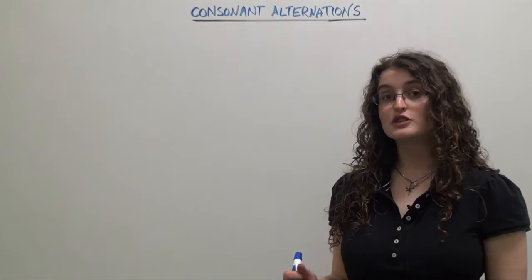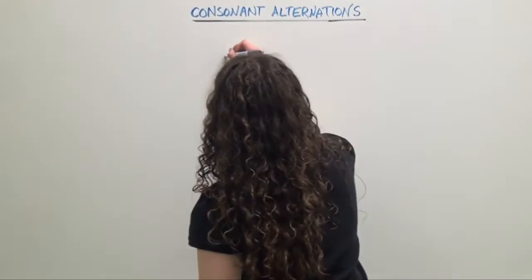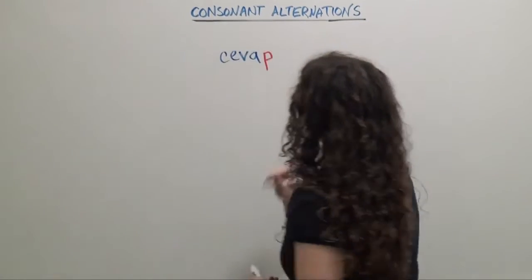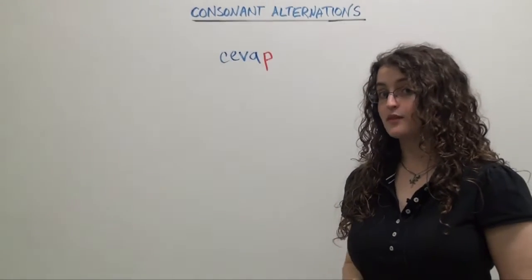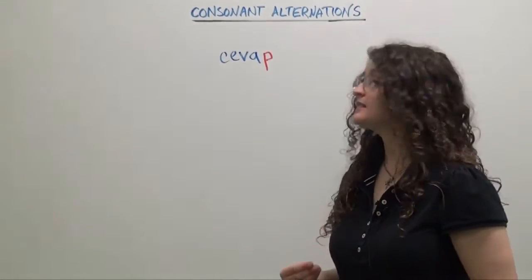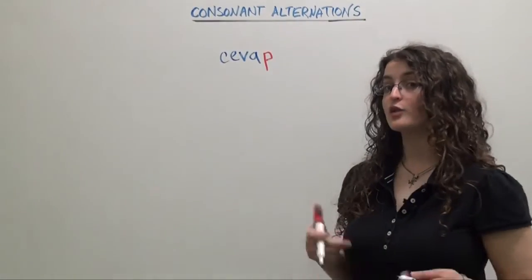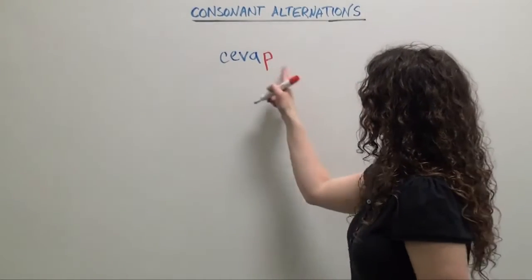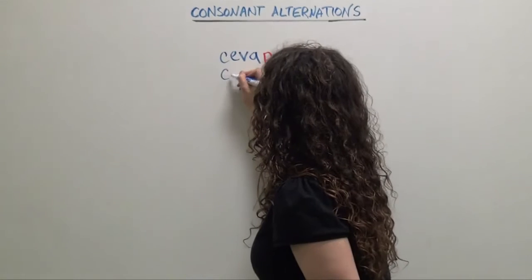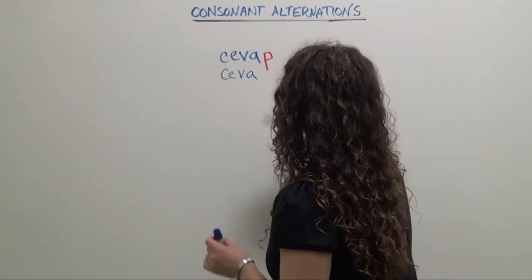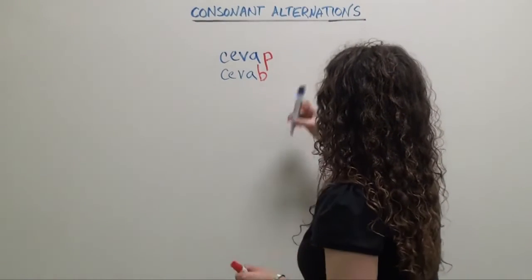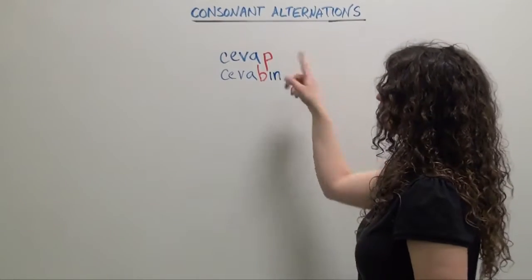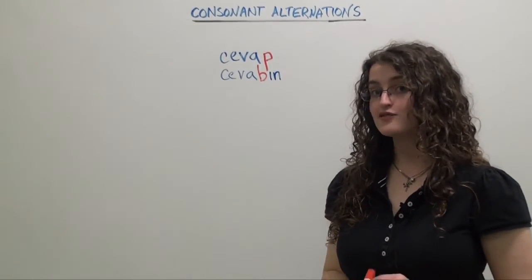So, cevap, the Turkish word for answer. When we add a suffix that begins with a vowel, like the possessive suffix n, this pe is going to undergo consonant alternation. Let's see. So let's say we want to say your answer. Cevap will become cevabın. Your answer. Pe is one of 4 consonants in Turkish that undergo this kind of consonant alternation.